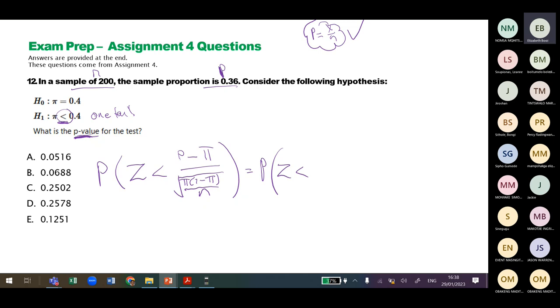What is my sample proportion? It's 0.36 minus my population proportion, which is in the hypothesis, 0.4, divided by the square root of 0.4 times 1 minus 0.4, divided by n of 200. What is my exact value?